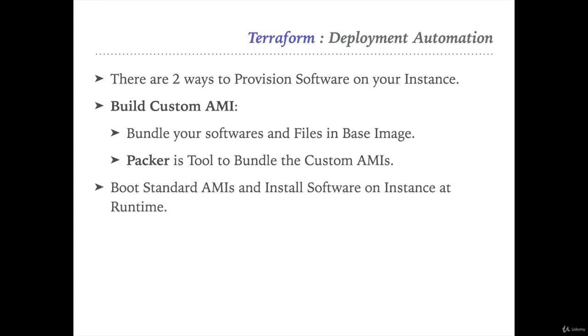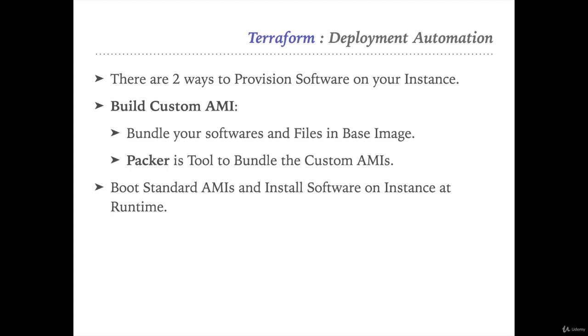The second way is to boot the standard AMI and install software on the instance at runtime. So if we are not going to create the custom AMI, then the second way is that we will boot or create the instance with the standard AMI, and then we will install the software at runtime before execution of the application. It means with the help of the standard AMI, we will create the machine, and on that machine we will install the software at runtime. We will install Tomcat, the date util, the log rotation, and the Java runtime environment, and then we will start our application on that machine.